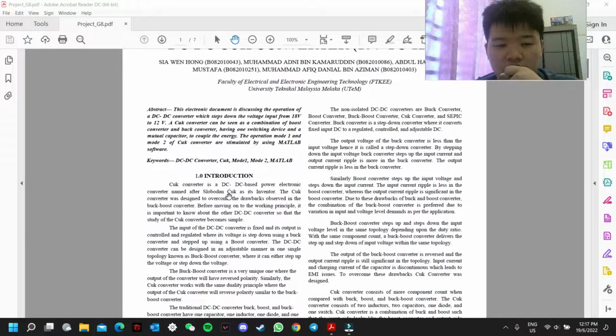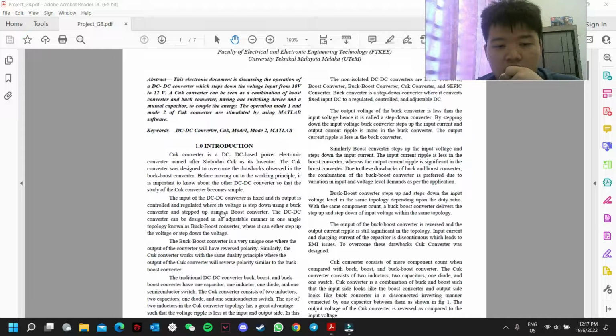So first, the introduction. The choke converter is a DC-DC based power electronic converter. It is named after Scrabble Choke as its inventor. The choke is designed to overcome the drawback observed in the buck boost converter. Before we move to the theory part, we must know the DC-DC converter, so that we will know the choke converter function very well.